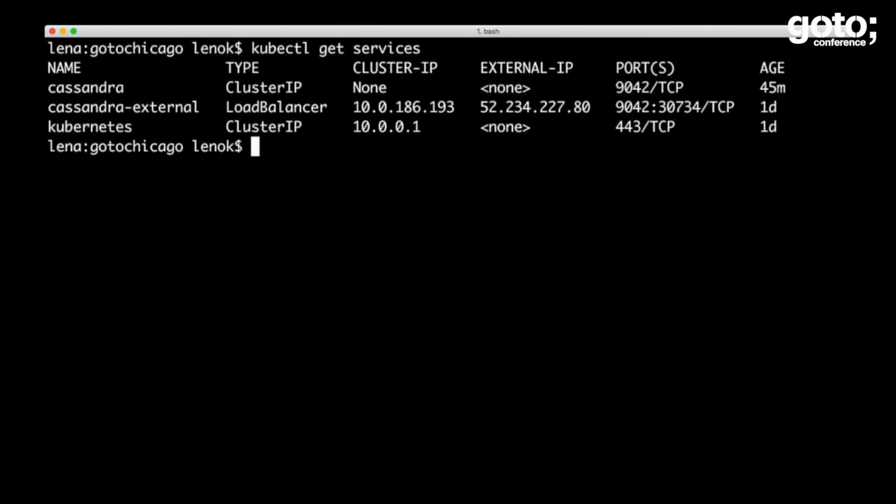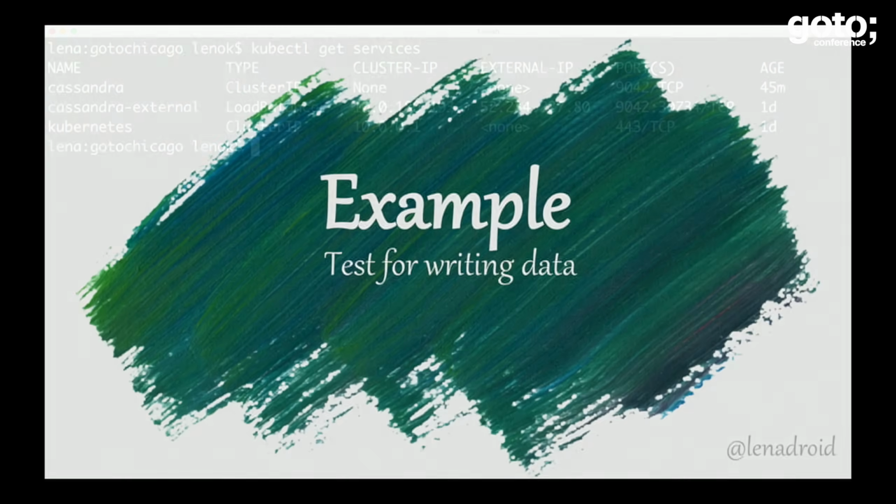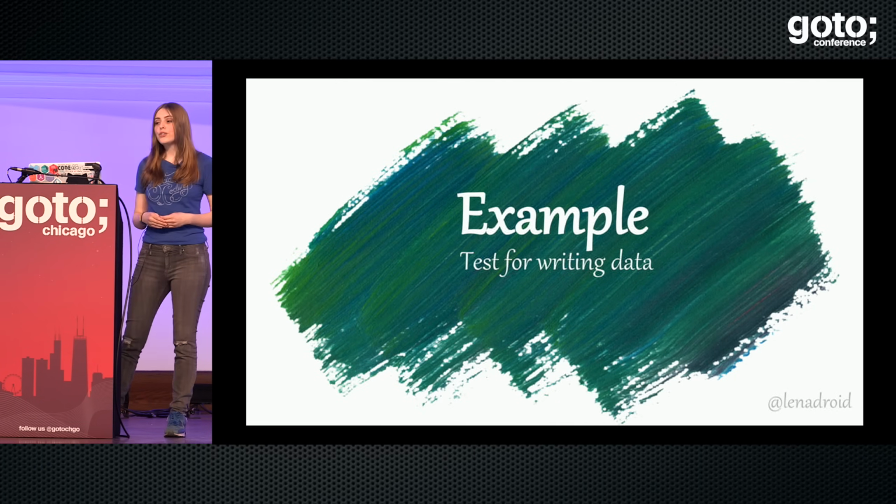One of the options to experiment with Cassandra and Kubernetes is to create a service of type load balancer, and that will expose an IP address that we can reach our stateful set by. It's good for interactive experiments, but it's not good to leave it open. So let's test writing data into Cassandra.